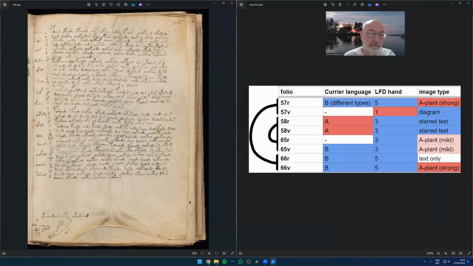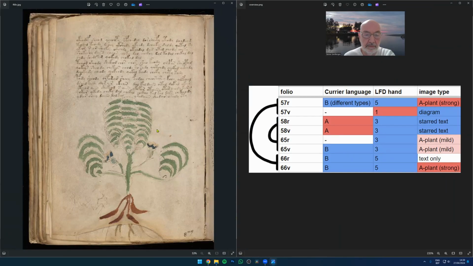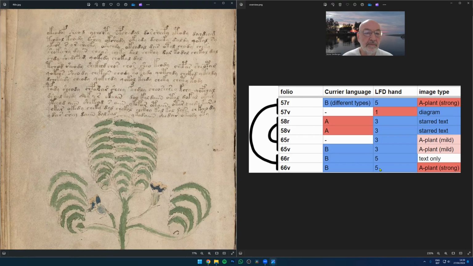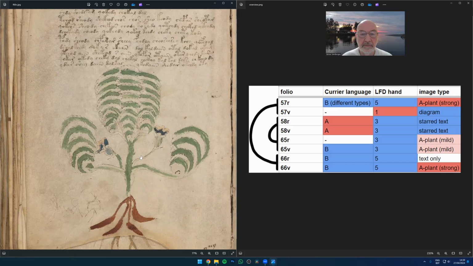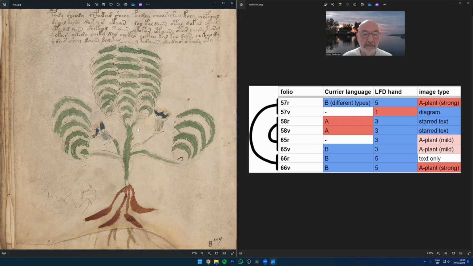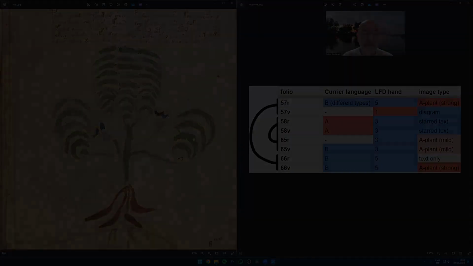So then finally we have this page, which is kind of the companion of this first page we saw, where we had the two different paragraphs. So one paragraph A-like, one paragraph B-like. Here it's all B, right? Yes. And that's scribe 5, so that makes sense. But here again, we got a plant with more A properties.